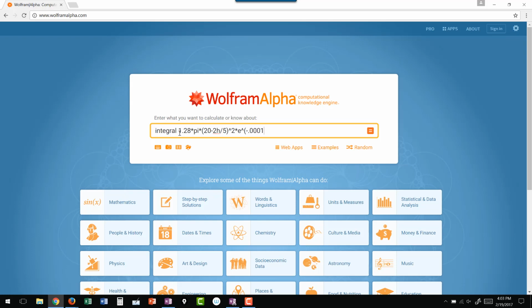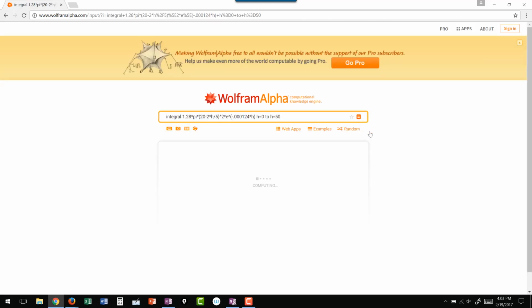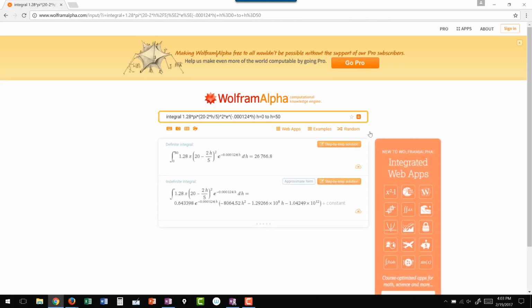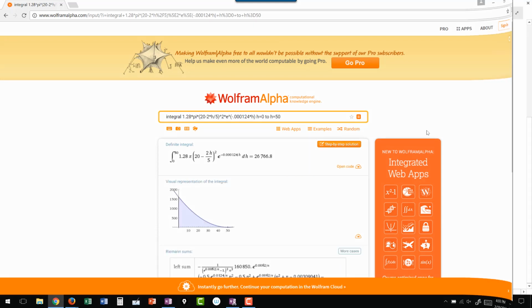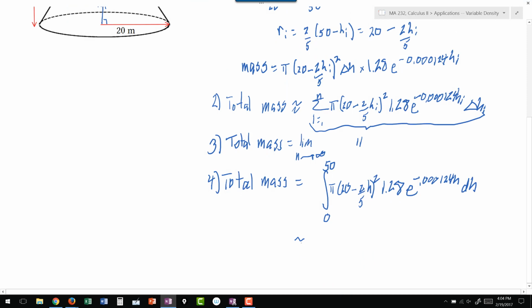There are a variety of ways that we could type in the function. Wolfram Alpha is pretty good at understanding what we mean. The syntax isn't too fussy. So here's one way to do it. We just go ahead and click on the equal sign, and we'll get both a numerical approximation to the integral, about 26,767, and also a picture for it.